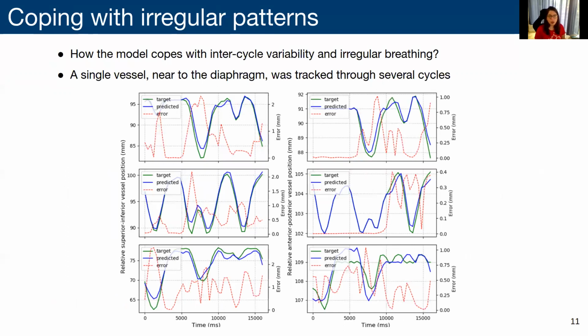This second experiment was aimed at answering the question of how the model copes with intercycle variations. For this, a single vessel was tracked through several respiratory cycles. The figure illustrates the target and predicted vessel positions as well as the error plot in the superior inferior and anterior posterior motion directions in 3 cases with irregular breathing. We can see that errors remain lower than 3 millimeters and 1 millimeter in both planes.